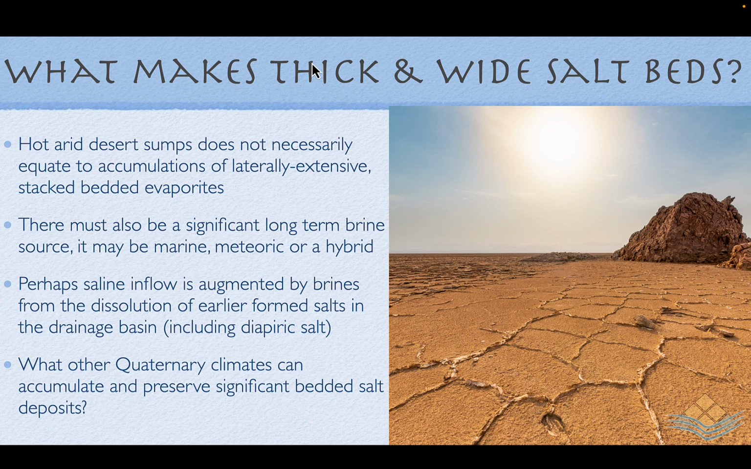Hot arid desert sumps under the old Koeppen climate, the BWH, don't necessarily equate to accumulations of significant volumes of laterally extensive bedded evaporites. We also need to have a brine source. So in this system, a lot of these hot arid deserts are too dry to facilitate the long-term presence of a brine, except in coastal positions where we've got the ocean nearby.